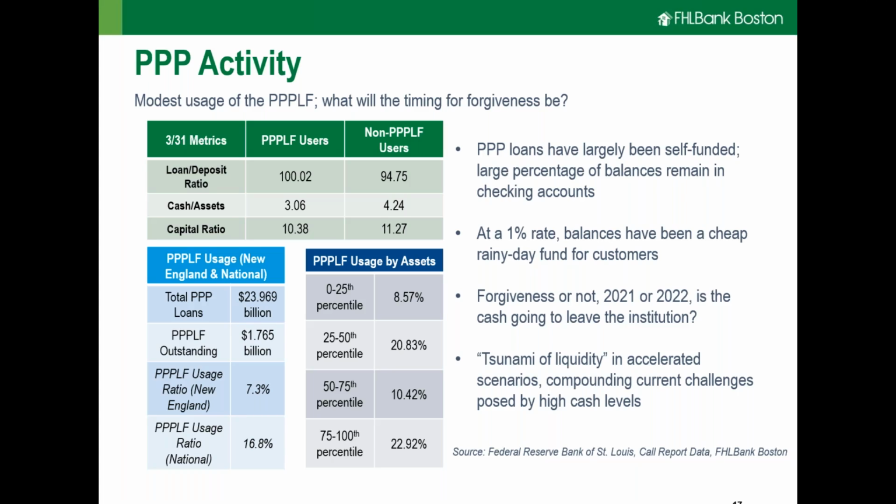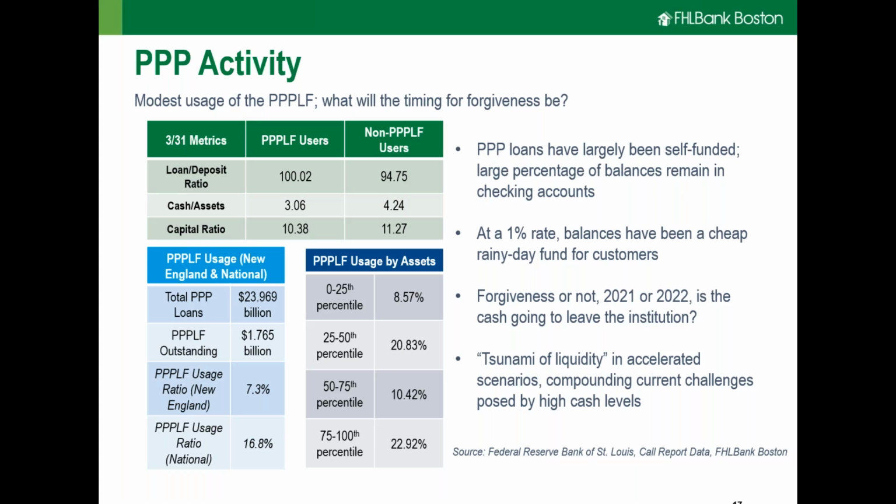So when we look at the usage ratio of the Federal Reserve's lending facility that they've put out for banks and credit unions to be able to access, the usage ratio, at least in New England, has been very low and lower than the national rate. So about 7% of our members are utilizing the facility versus the outstanding amount of loans, which is a little bit lower than the national level. So it just gives you a perspective on how self-funding these really are.